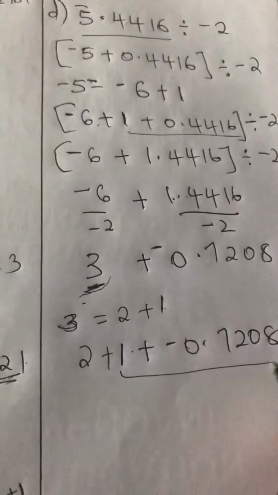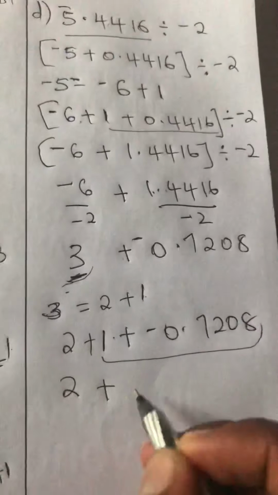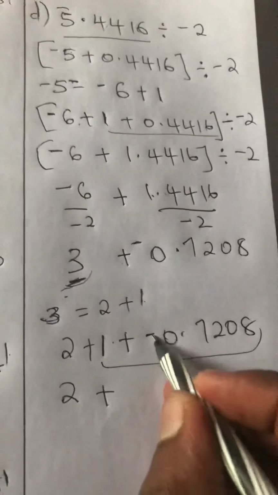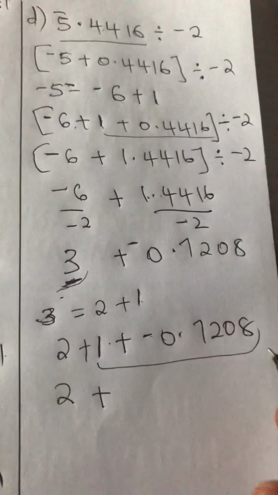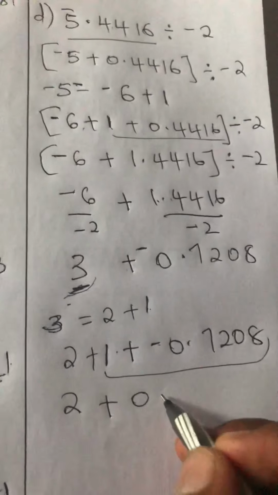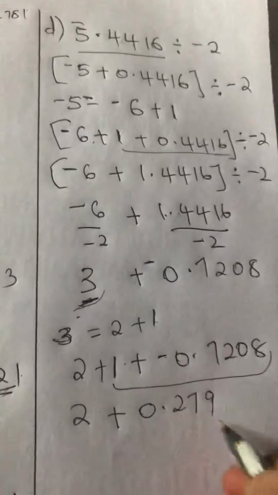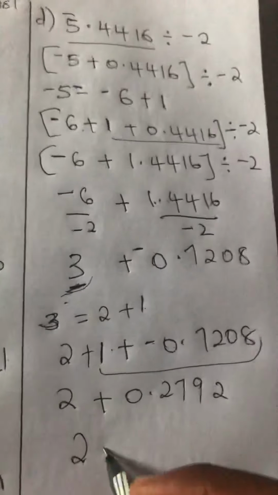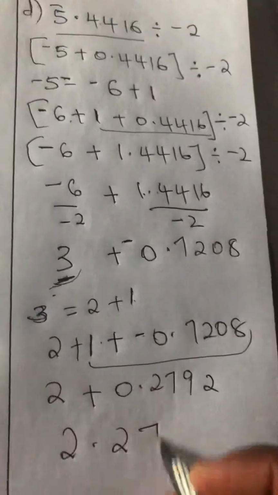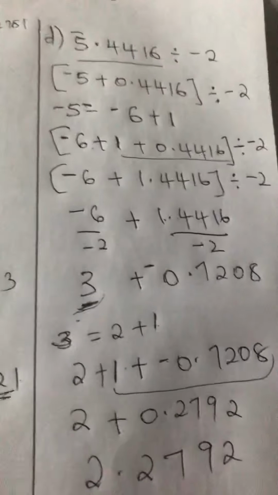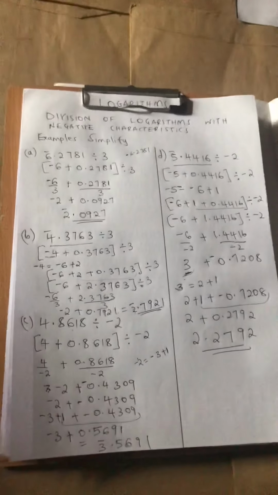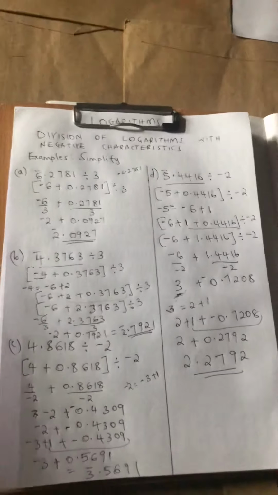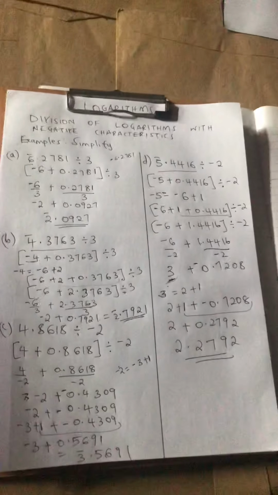Then combine these two. So itakuwa 2 plus 1 minus 0.7208 inakupea nini? Inakupea 0.2792. Then you combine. This will be 2.2792. That simple. Manze, I hope umeelewa. If you have any questions, kindly ask. Always rewind, utaelewa manze. Hapo sawa?